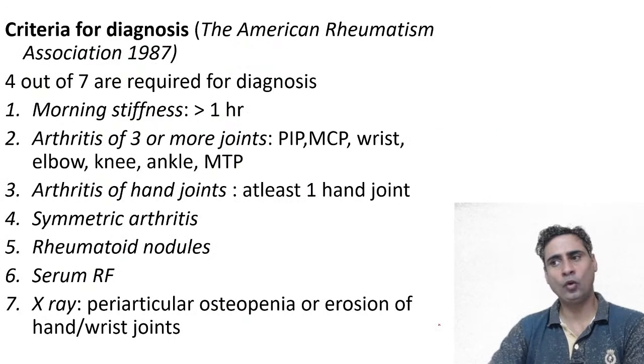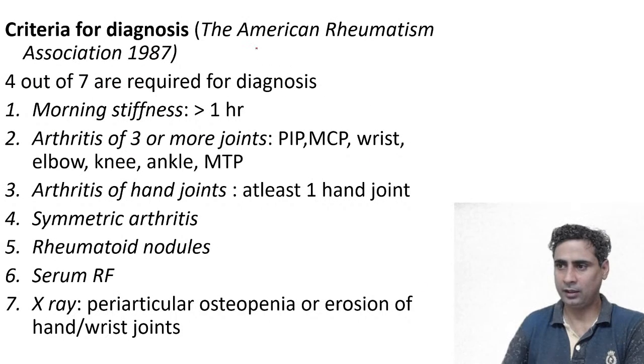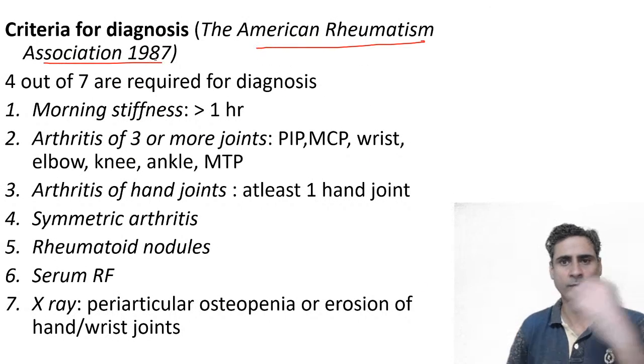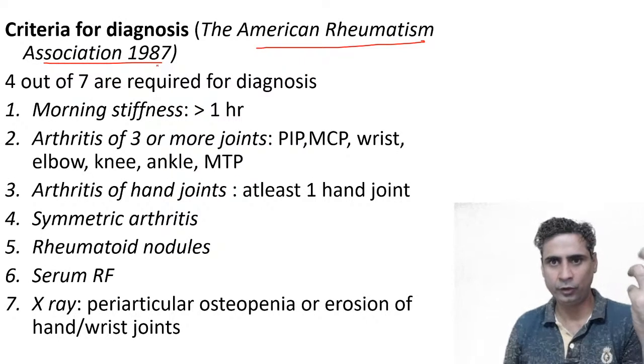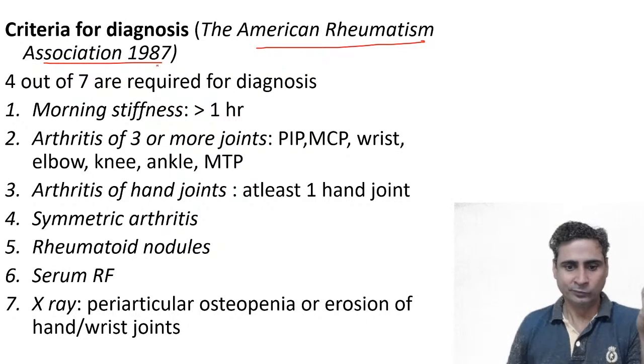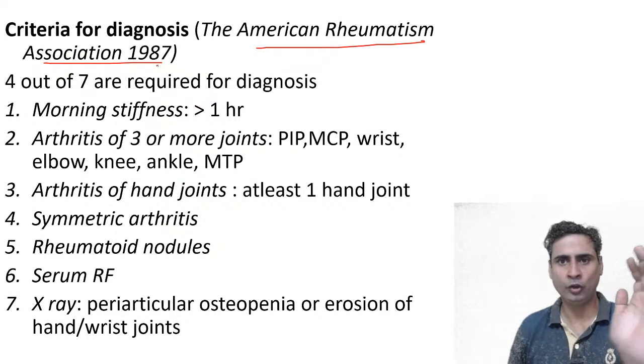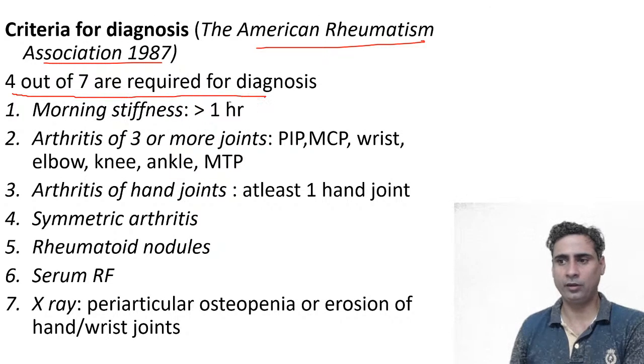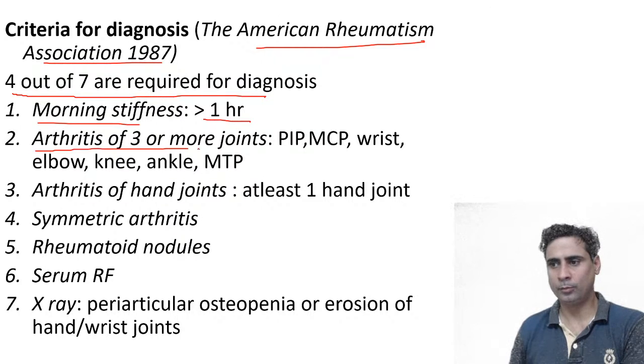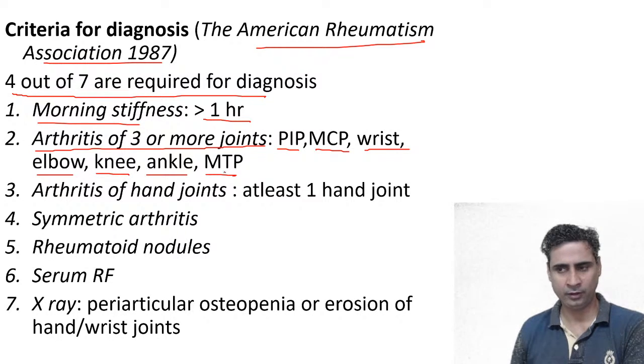Now, this is the old criteria, the American Rheumatism Association criteria, which you must be reading in your medicine also. And there is a new criteria, the 2010 criteria, which is the clinical criteria that you must be reading in your medicine. So here 4 out of 7 are required for diagnosis. Morning stiffness more than 1 hour. Arthritis of 3 or more joints, among these 7 joints: proximal interphalangeal, metacarpophalangeal, wrist, elbow, knee, ankle, and metatarsophalangeal joints.